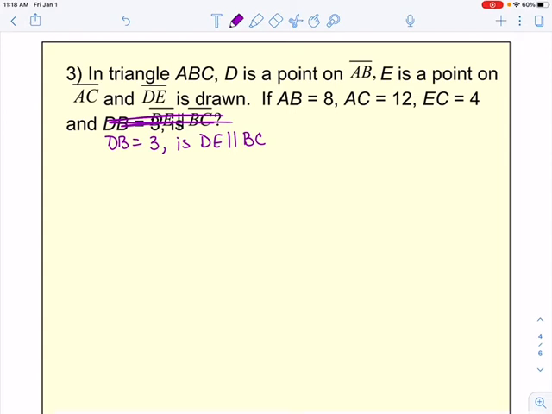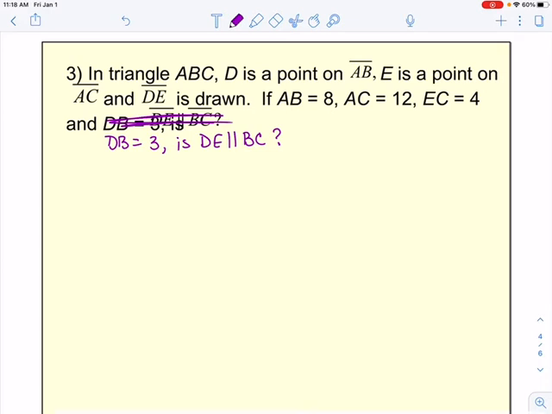Okay, so in triangle ABC, D is a point on AB, and E is a point on AC, and DE is drawn. If AB is 8, AC is 12, and EC is 4, and DB is 3. Now we want to be able to tell, is DE parallel to BC? So how are we going to do that? If those sides are going to end up being in proportion, then they're going to be parallel. If they're not in proportion, then it's not.